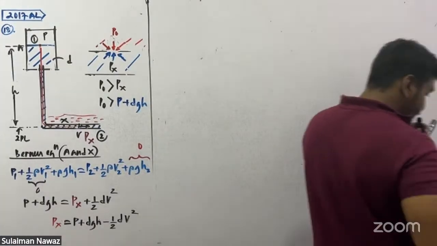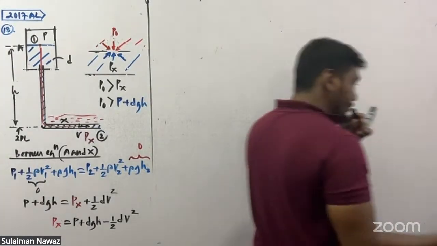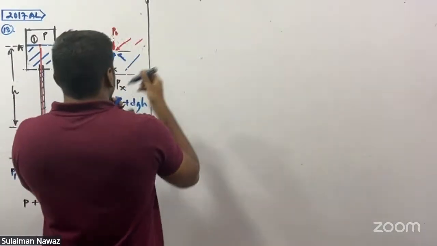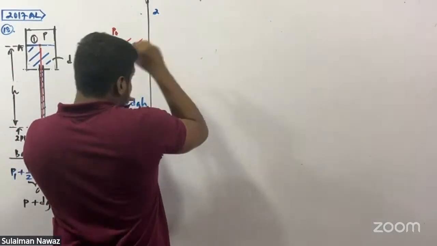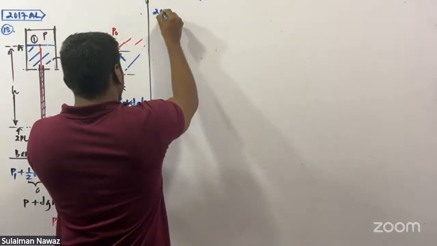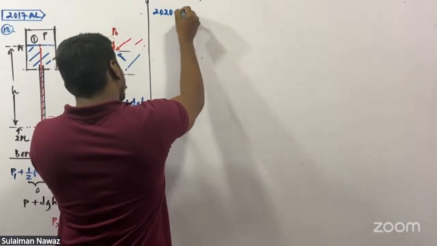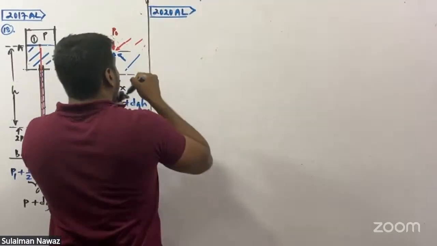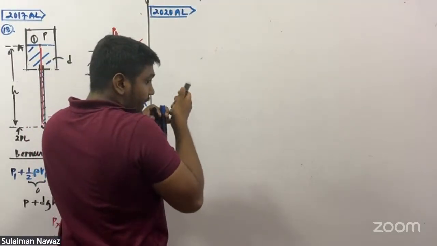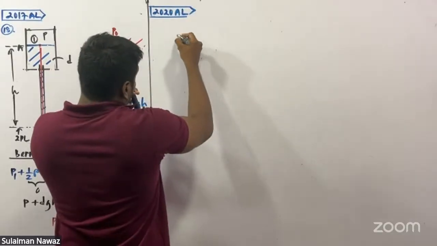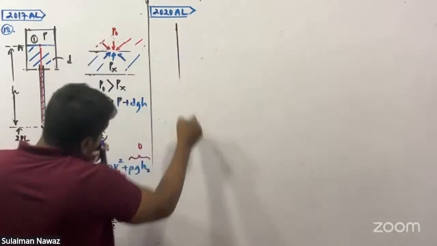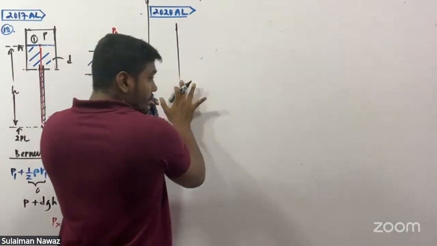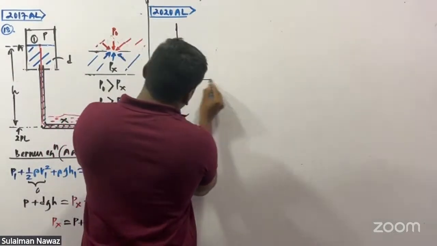2020 A level. I do the diagram as well. Listen carefully. Now this is like an essay question. I do the diagram. There is a very large tank, a very huge tank, and a pipeline.